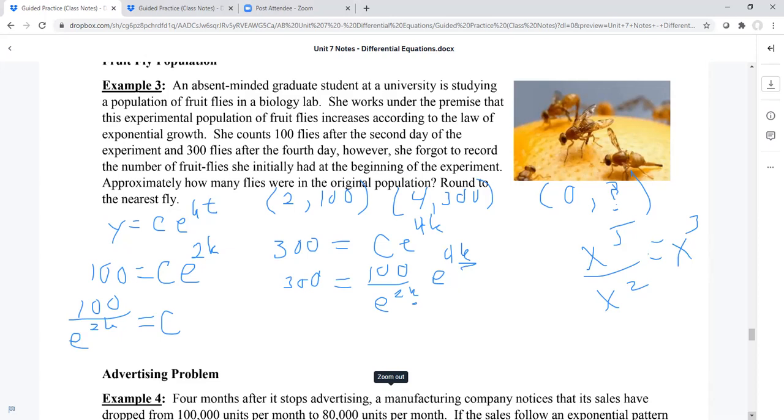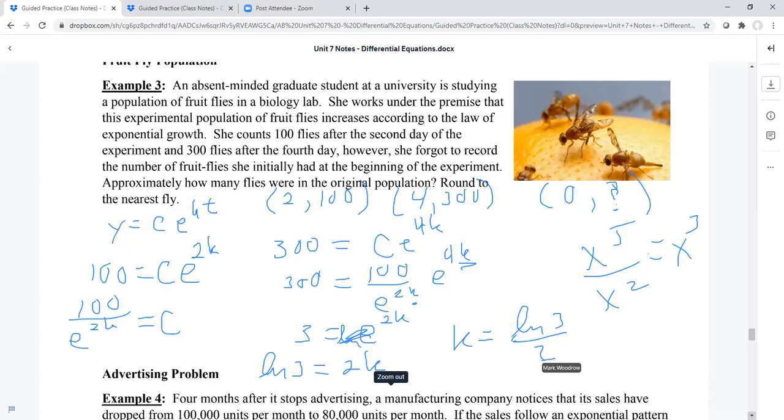Okay, so I'm going to divide each side by 100, so that's going to give me 3. And then when I subtract those two, I'm going to get e to the 2k, because 4k minus 2k is 2k. Now I natural log each side, so we get the natural log of 3 is going to equal, and when I natural log this e, they cancel out, so this is going to be 2k. So k is going to equal the natural log of 3 over 2.